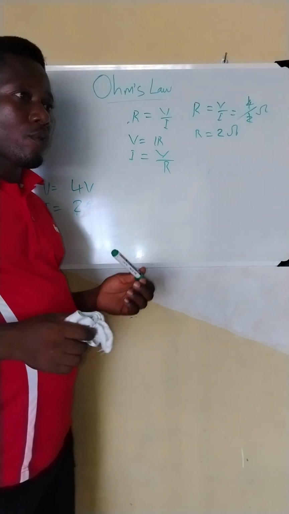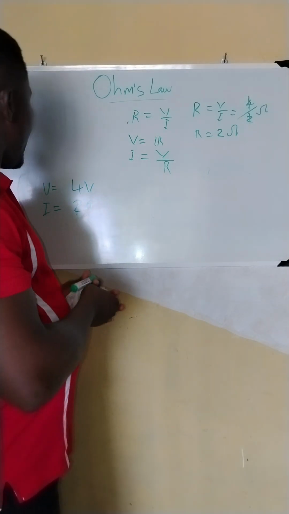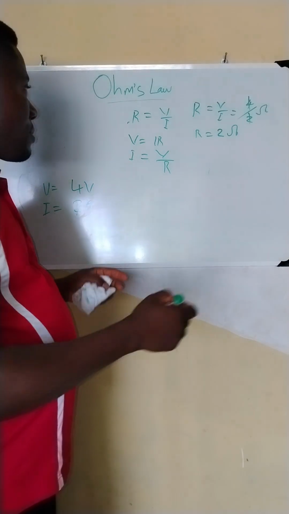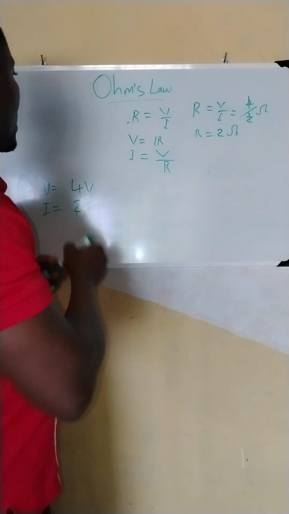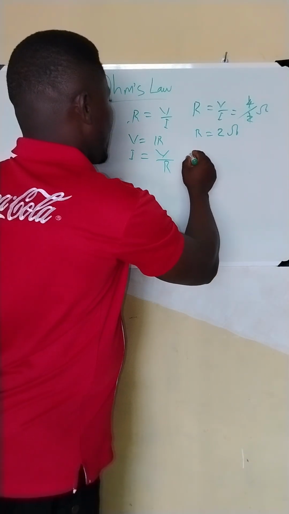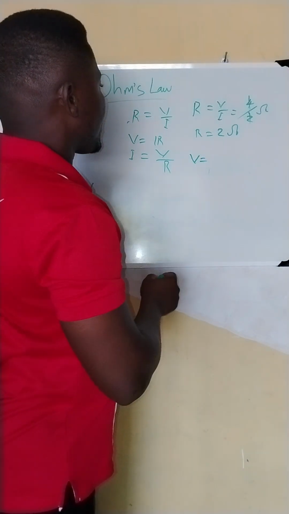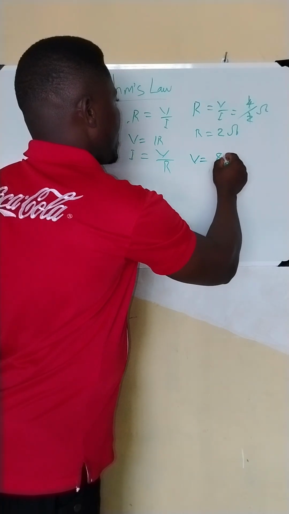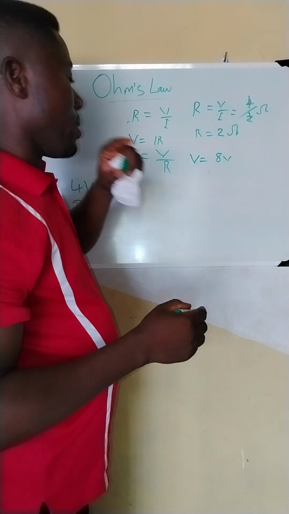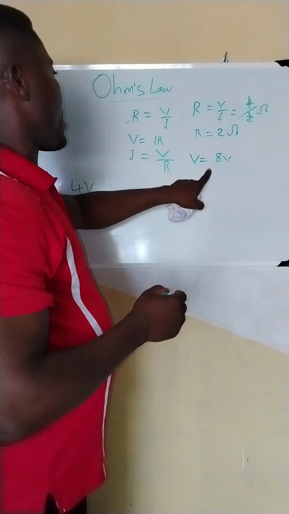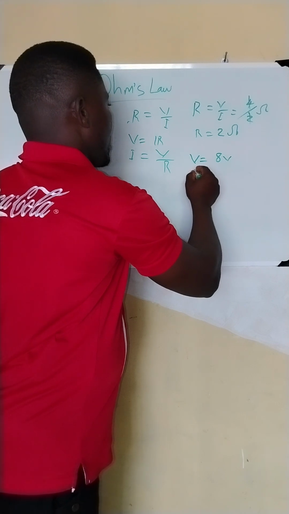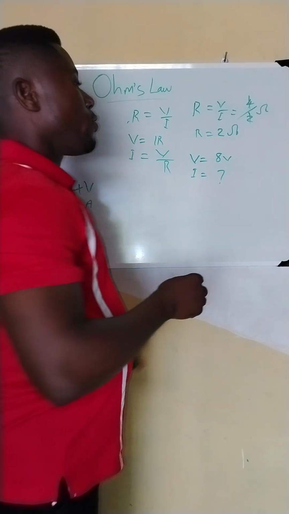Now what will happen if the voltage is doubled? At this point, the voltage V is now equal to 8. Remember that the voltage is now doubled to 8. Now, what will be the value of I?